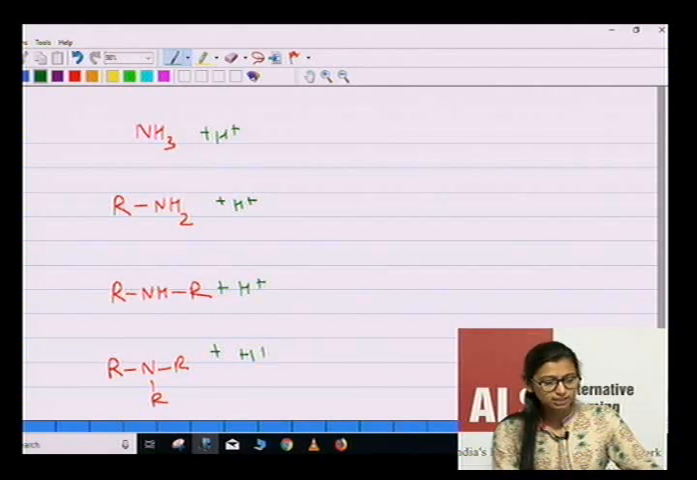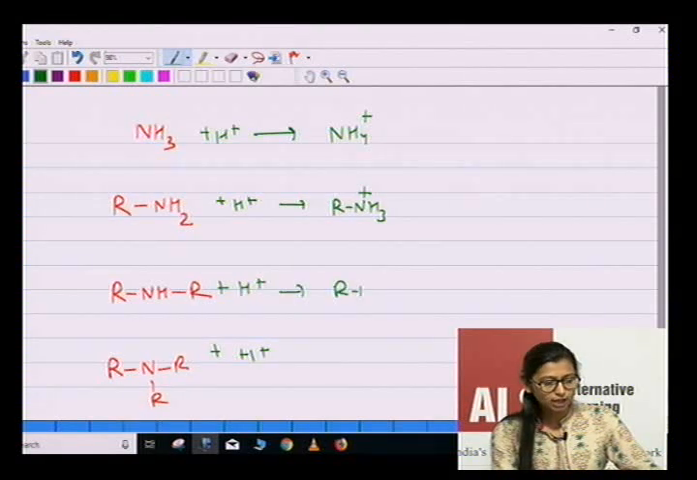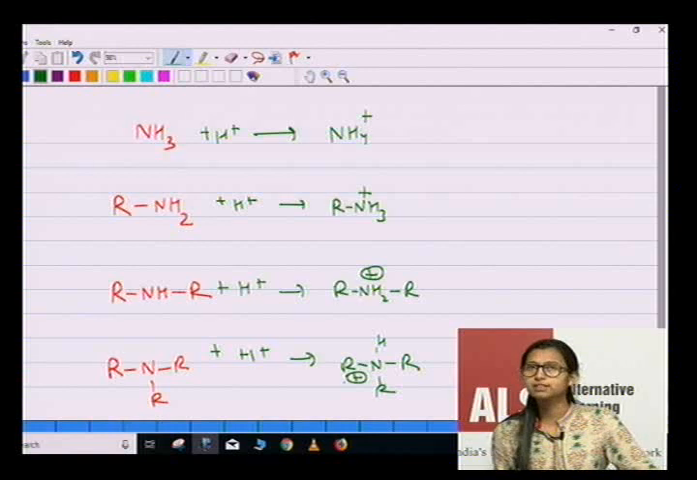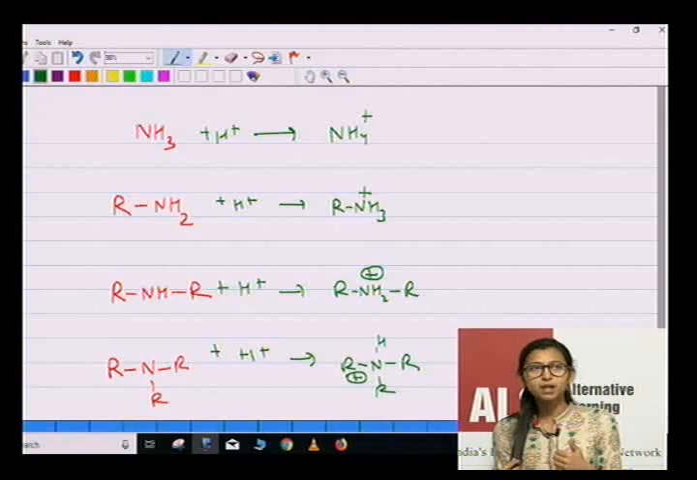Everyone is accepting the H plus. And what will they form? They will form NH4 plus, right? Here it will form RNH3 plus. It will be forming RNH2 R plus. It will be forming RNH with R and R, and here it will be the plus. Everybody is getting that concept? So everyone is performing as a base. They are accepting the H plus and they are forming the conjugate acid.